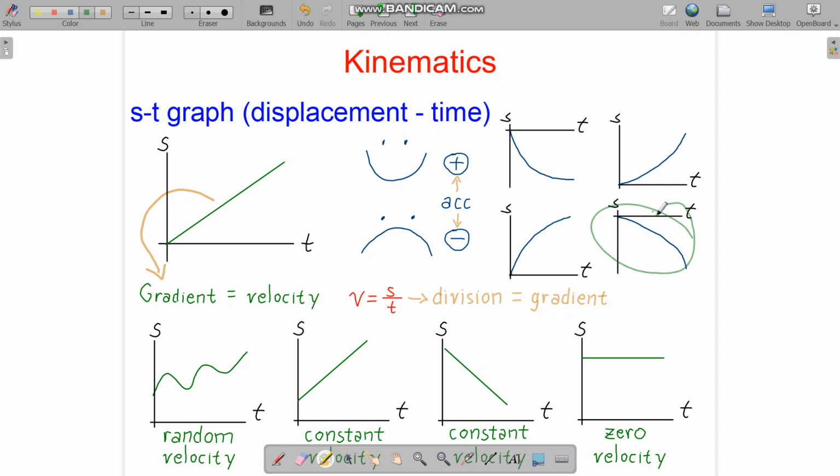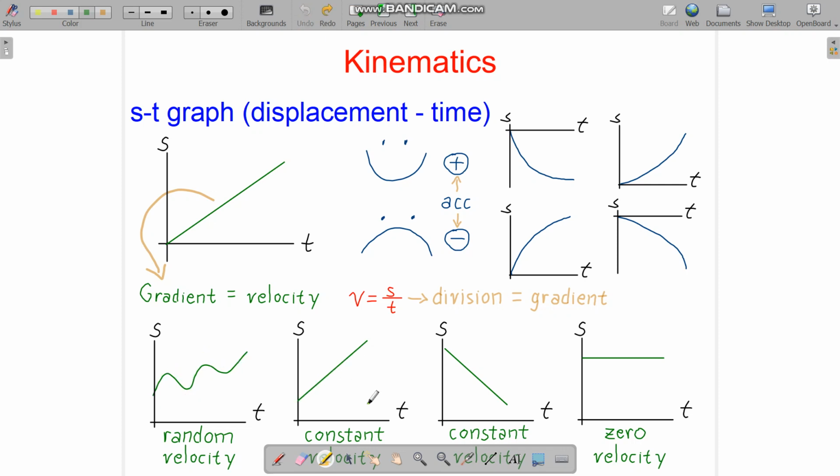And here it's part of a sad face again, so the gradient is small in number but negative, and it's getting bigger in number but negative, so it's getting steeper. It's bigger in number because it is steeper, but it's negative, so it's getting more negative, or decreasing. So we say we have a negative acceleration here. And for the velocity in this gradient, because of increasing, decreasing, increasing, decreasing, we have random velocity.